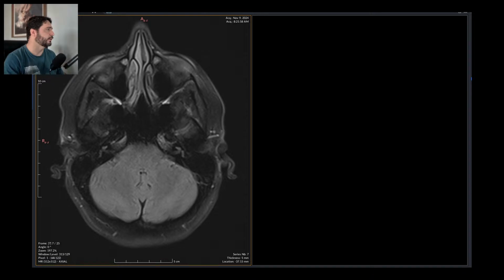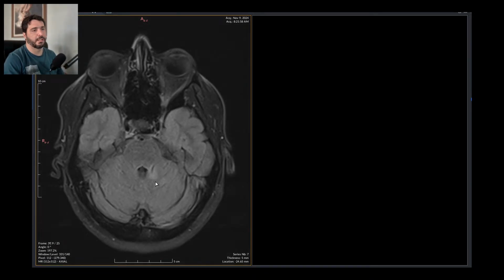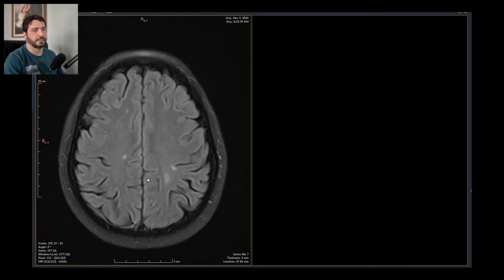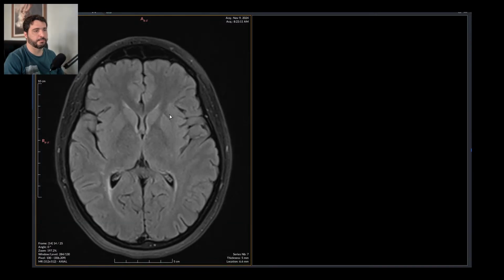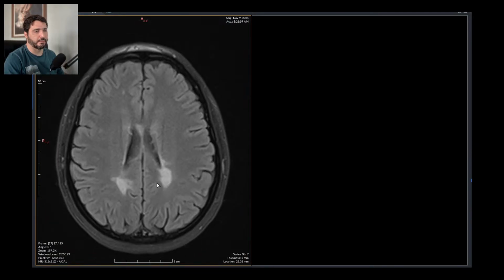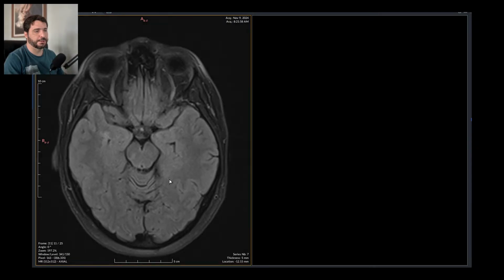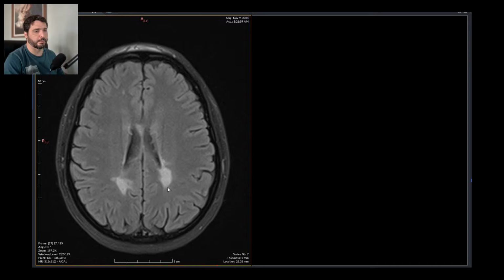So there are tiny, small, confluent T2 FLAIR hyperintensity lesions all over the deep subcortical and periventricular white matter, both supra and infratentorial, and especially around the corpus callosum and the callososeptal regions. There are even lesions on the corpus callosum itself.